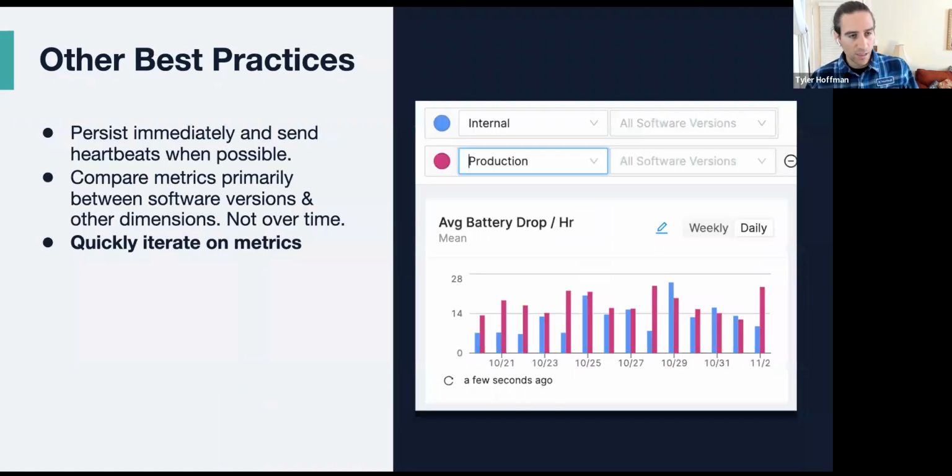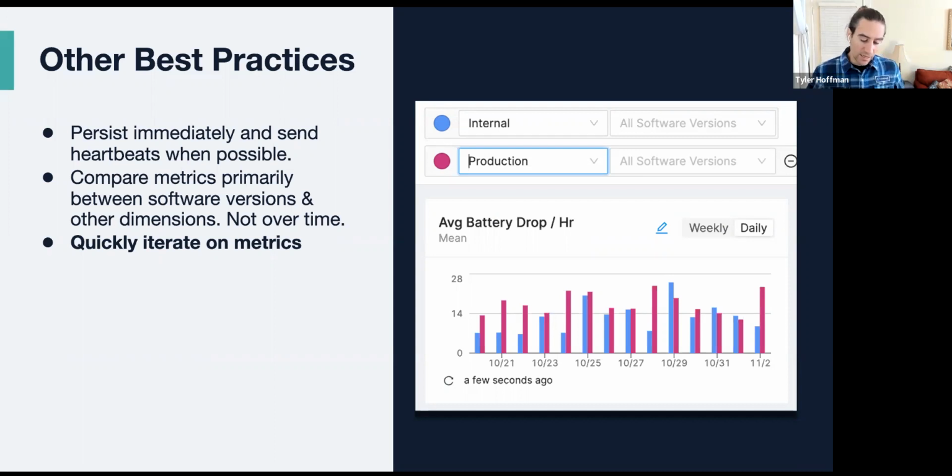And I think I have one more slide. Yeah, if you don't have an internet connection at that exact moment in time when you're trying to send metrics, persist them, write them to external flash, write them to an SD card. And then when you have an internet connection, send them up.